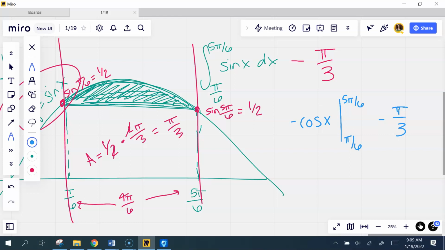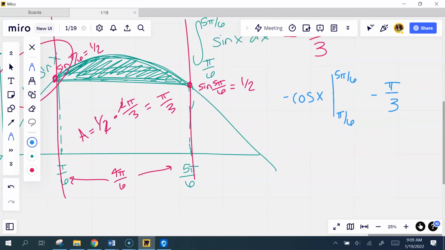So here we are again with these values on our unit circle, right? And you know that the corresponding value there is what? Square root 3 over 2, but one of them is going to be negative for the cosine. All right, so I got negative cosine 5 pi over 6 minus negative cosine pi over 6, minus pi over 3.